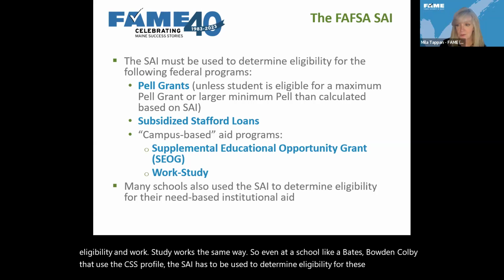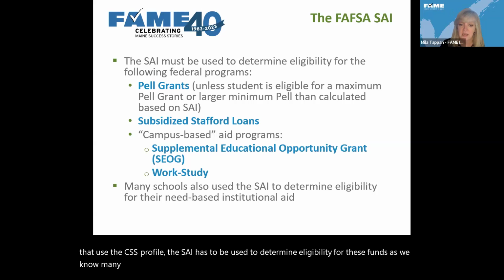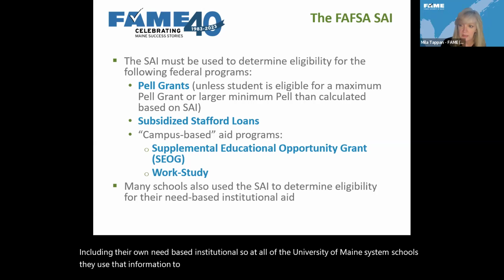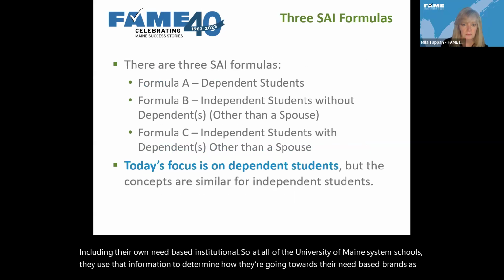As we know, many schools also use the FAFSA and that SAI calculation to determine eligibility for other types of funding, including their own need-based institutional aid. So at all of the University of Maine system schools, they use that information to determine how they're going to award their need-based grants as well.